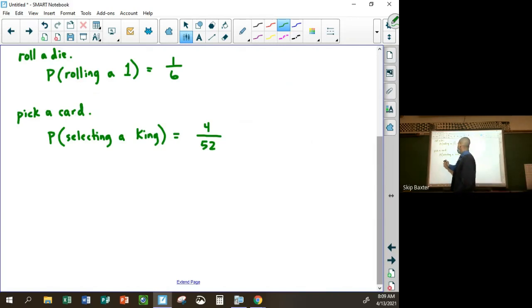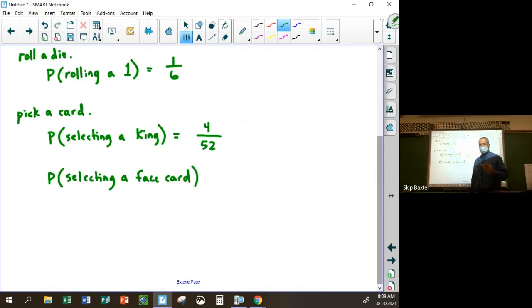If I wanted to calculate the probability of selecting a face card, we define face cards to be jacks, queens, kings. Don't include aces, those aren't face cards. Then there would be how many possible ways of that occurring?